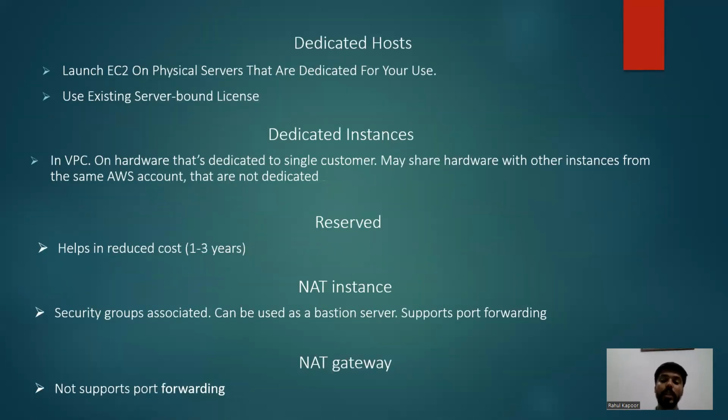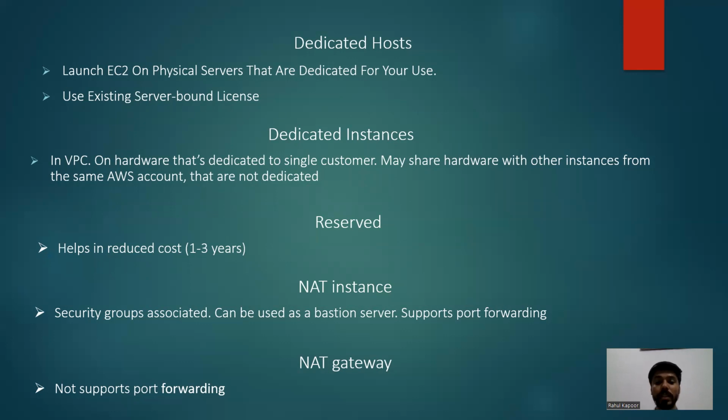Now, different kinds of instances and hosts. First is dedicated host. Here you launch EC2 on physical servers that are dedicated for your use. Whenever a question comes wherein you find things like physical servers that are dedicated for your use, and wherein you use existing server bound licenses, then dedicated hosts are the right choice. Dedicated instances in VPC, virtual private cloud, run on hardware that's dedicated to a single customer. It may share hardware with other instances from the same AWS account. Again, the unique feature: hardware can be shared, but from the same AWS account.